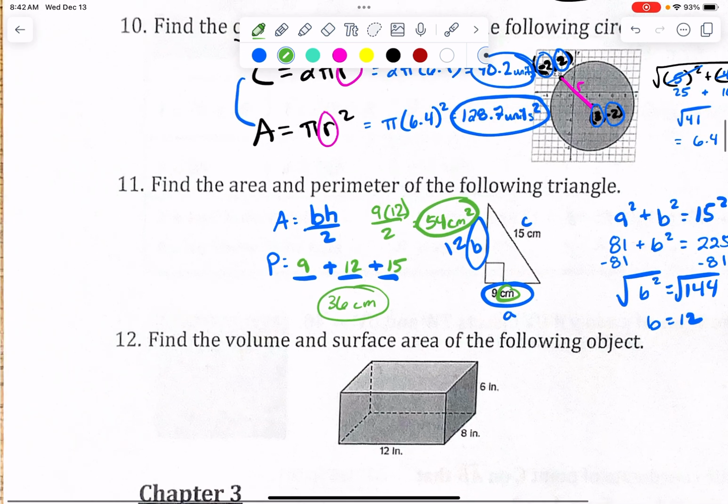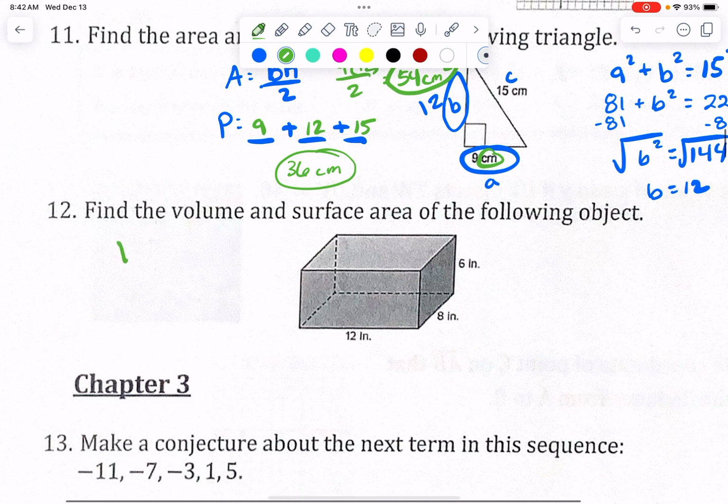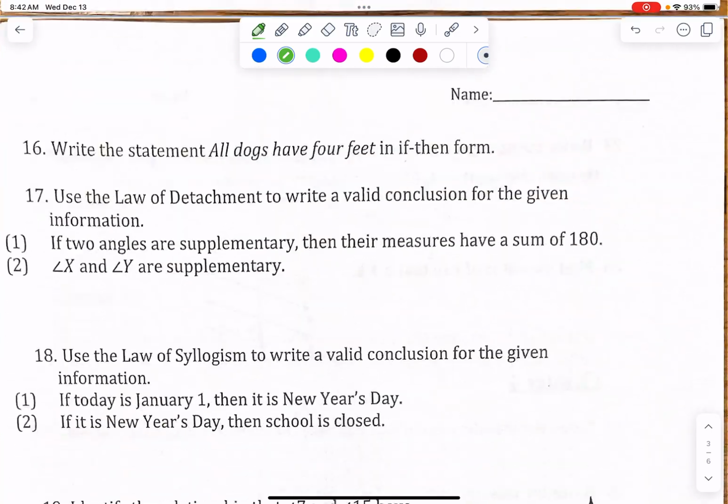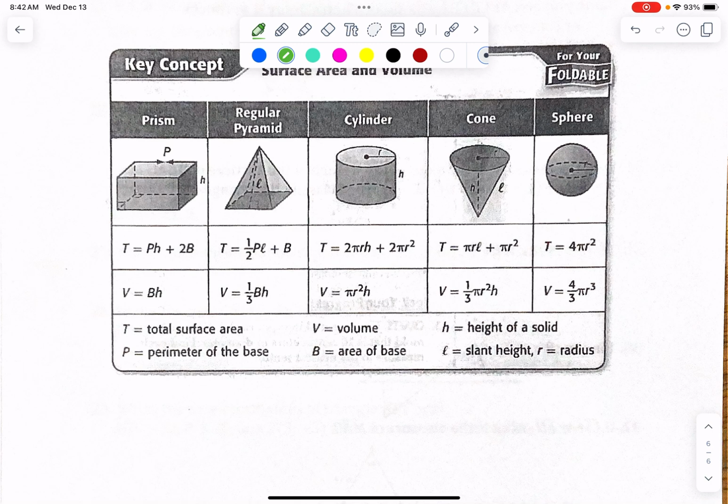Okay? All right. 12. Find the volume and surface area. I don't expect you to remember these. That's why I gave you, if you look at the very back of your review, all the three-dimensional stuff is right here. So we are doing a prism. And so the volume of a prism is capital BH. We'll talk about what that means.